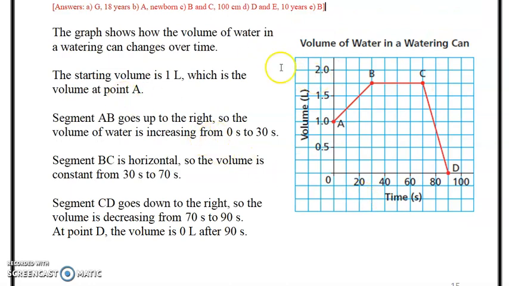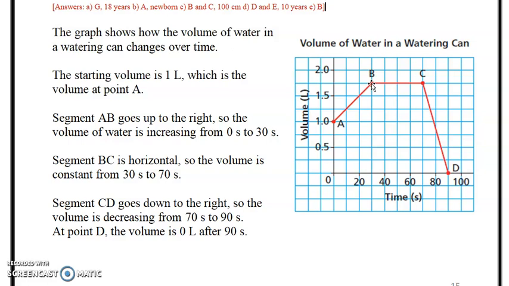Okay, let's look at this graph here. It says the graph shows how the volume of water in a watering can changes over time. Okay, so the starting volume is 1 liter, which is the volume of point A. And then segment A to B goes up to the right, so the volume of the water is increasing from 0 to 30 seconds. So I would assume you're adding more water to the watering can. From B to C, it hasn't changed. It remains at a volume of 1.75 liters.